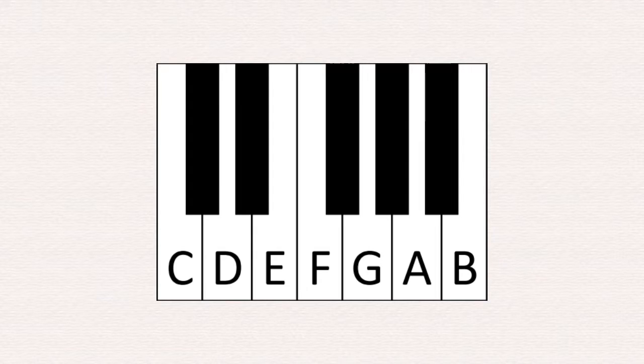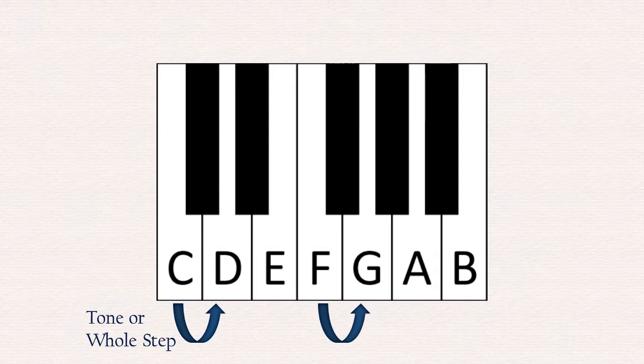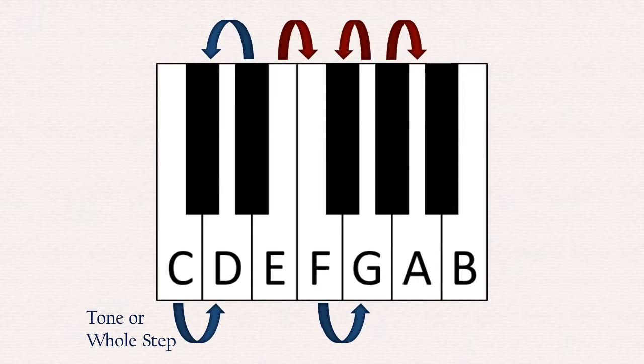Every 2 pitches is called a tone, or whole step, as you can see here between C and D, or F and G. The distance between a single pitch, such as E to F, or any black key going to a white key next to it, they are all called semitones or half steps.